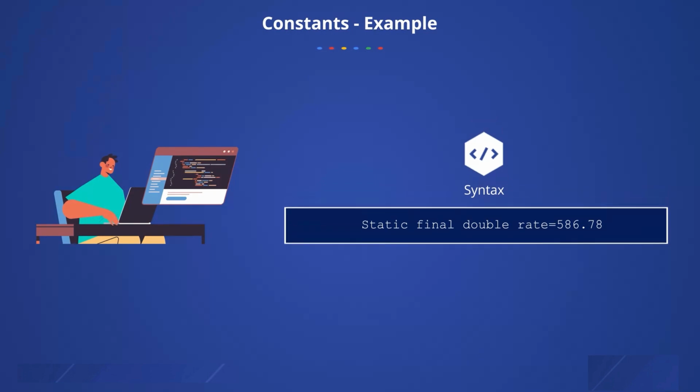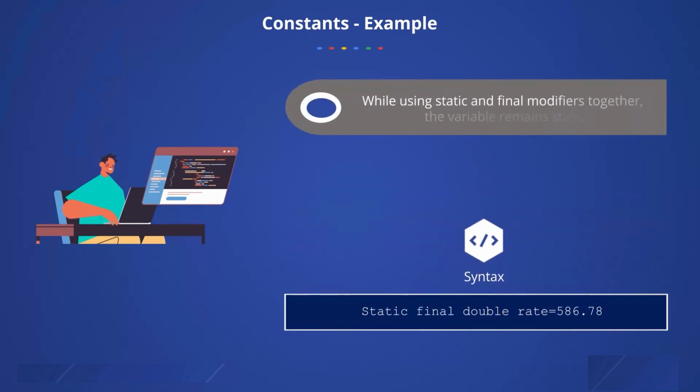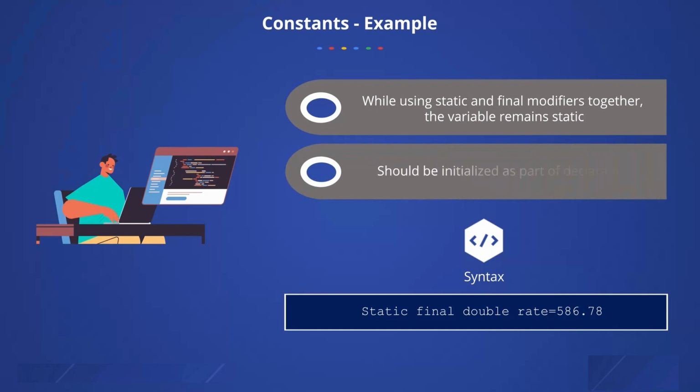Since you have static final as part of it, the advantage is nobody can change it and everybody can see the same value. Because of final, it is not possible to edit it. And it has to be initialized as part of the declaration also. You should not declare first and then initialize. That means you cannot say static final double rate and then initialize rate to something else. That is not possible. You have to do the value initialization at declaration time itself.